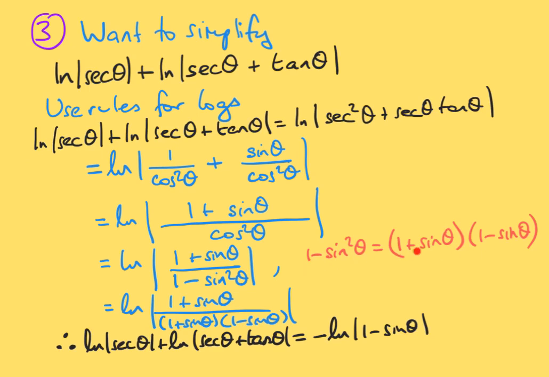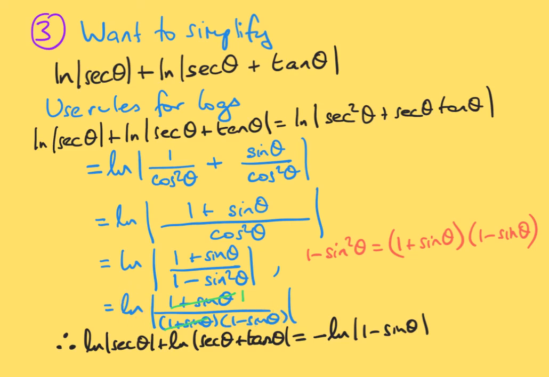1 minus sine squared theta is 1 plus sine theta times 1 minus sine theta. This should really be at the tip of your fingers. This sort of algebra comes with practice. So if we rewrite this in this way here, we see that the 1 plus sine theta, top and bottom, will cancel, leaving us with a 1 in the numerator. And the denominator is 1 minus sine theta.